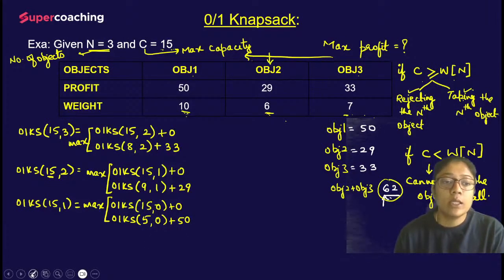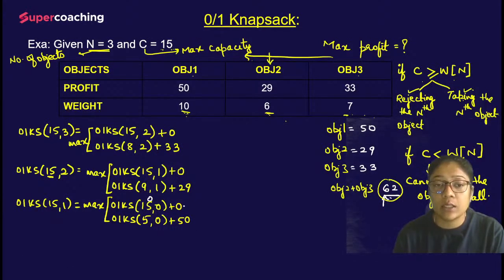जब 0 हो गया, that is behaving as a termination condition. कोई object बचा ही नहीं, so this will be returning 0. 0 plus 0 is 0. This is 0. 0 plus 50 is 50. So this function call is returning the maximum value as 50. 50 is returned here. 50 plus 0 is 50.